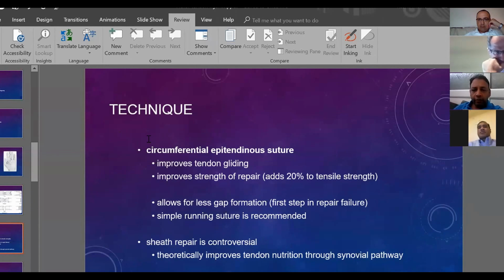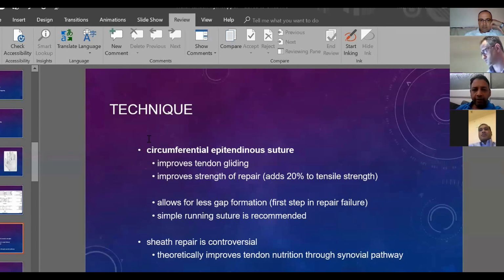Once you have done the core sutures, then you need to go for the circumferential epitendinous repair. It improves the tendon gliding, and it also improves the strength of the repair, around 20% of the tensile strength. And it allows less gap formation, which is the first step in the repair failure. Usually, simple running suture technique is recommended for the epitendinous suture.